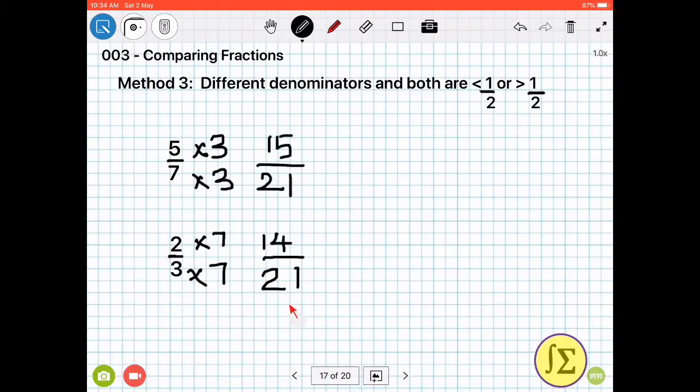Now I can compare since both denominators are the same, 21. To determine the larger fraction, I have to look at the numerator. One has got a value of 14. The other one has got the value 15. So 15 over 21 is larger than 14 over 21. That means 5 over 7 is larger than 2 over 3.